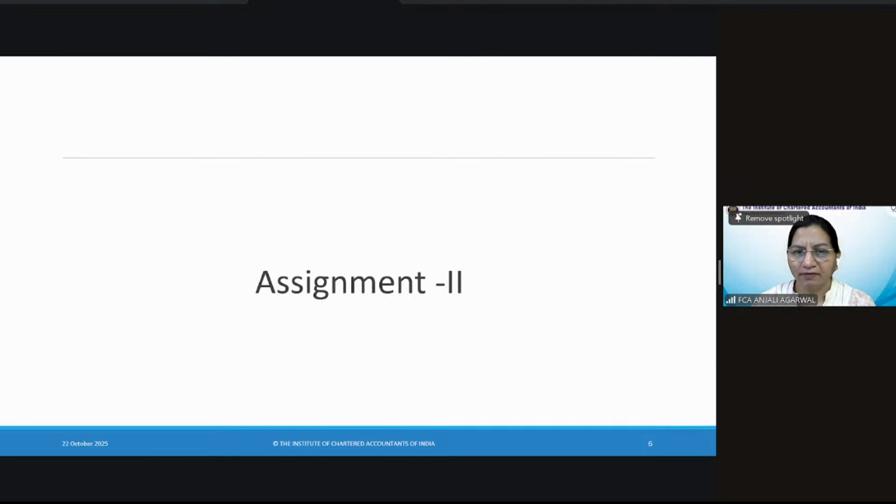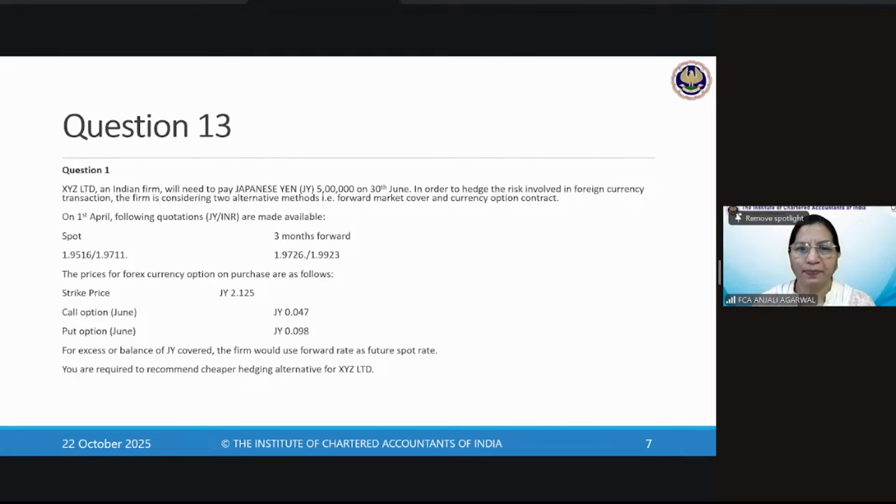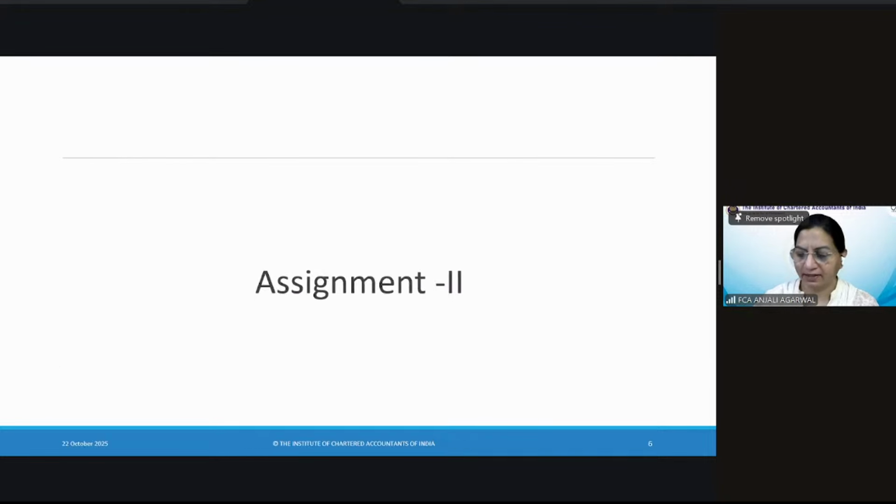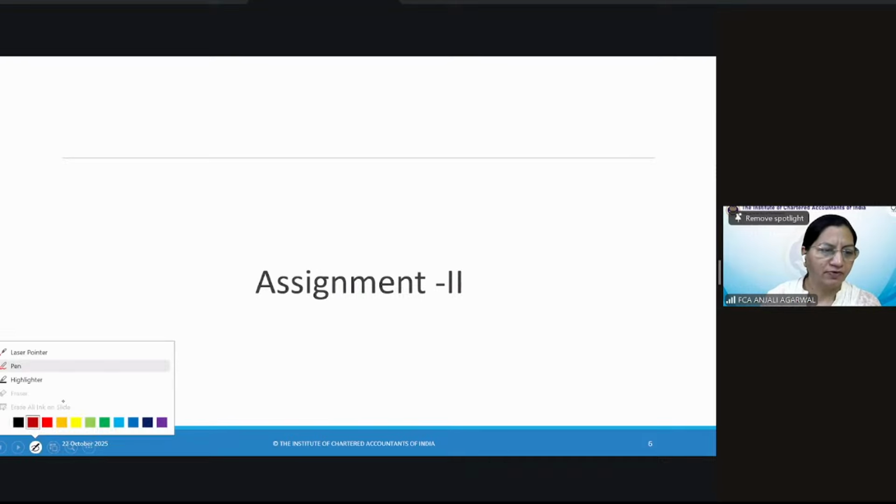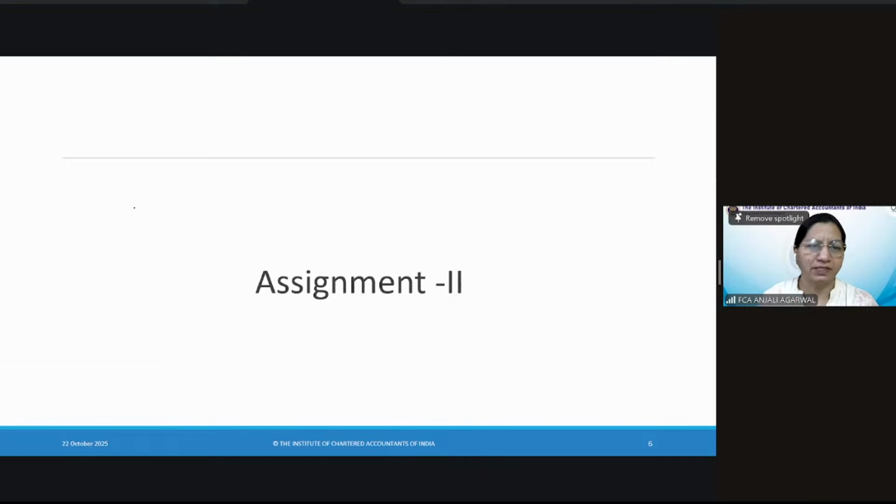So we start with the assignment 2 here. And before that, I would like to take up one more concept which we have discussed in the basic. So, team, we have discussed interest rate parity, right?